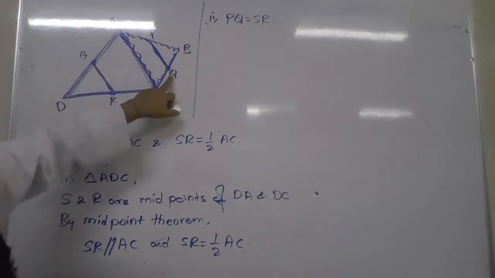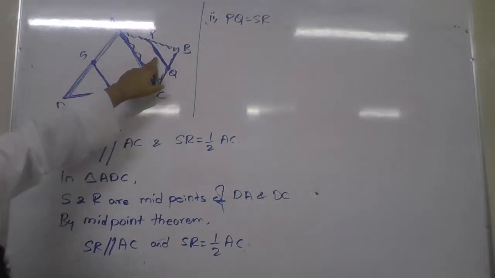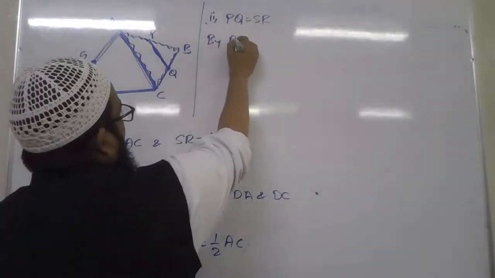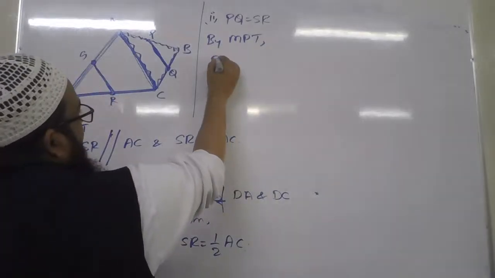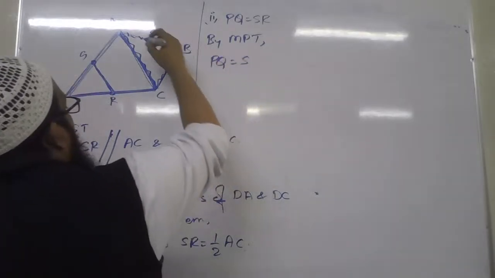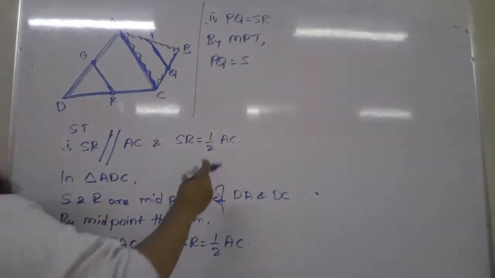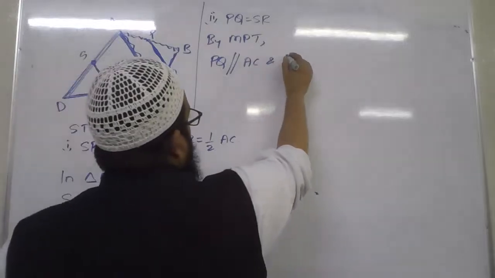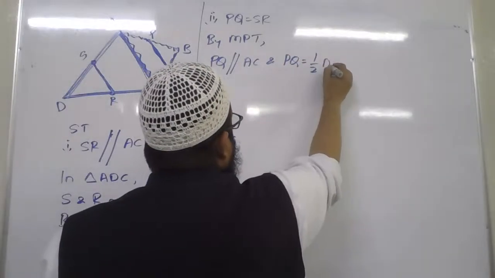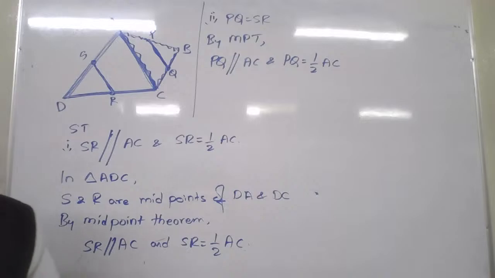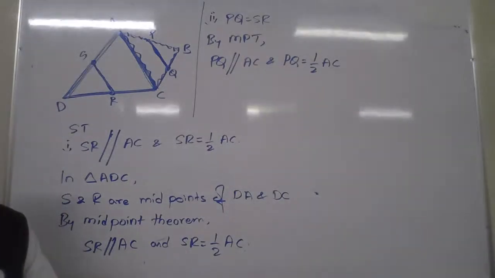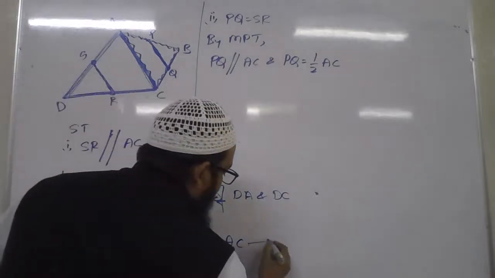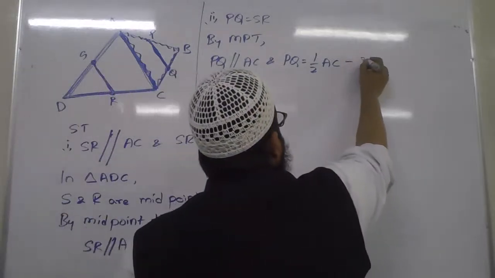So P and Q are midpoints. So when P and Q are midpoints, what happens? What is PQ? By midpoint theorem, PQ is parallel to AC and PQ is equal to half of AC. Am I right? So let us take this as first equation and this as second equation.